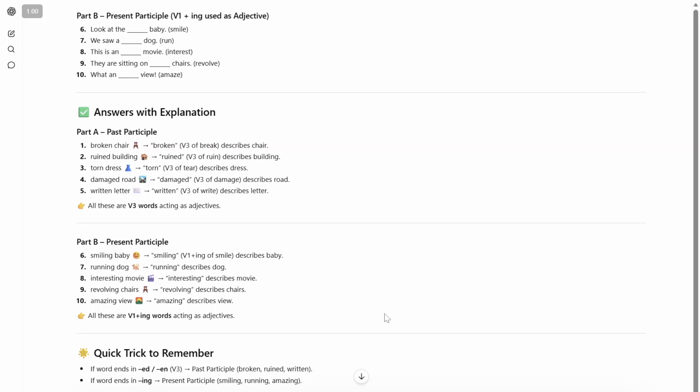Quick trick to remember. If a word ends in en or ed, it is a V3, a past participle: broken, ruined, written. If a word ends in ing, it is a present participle: smiling, running, amazing.